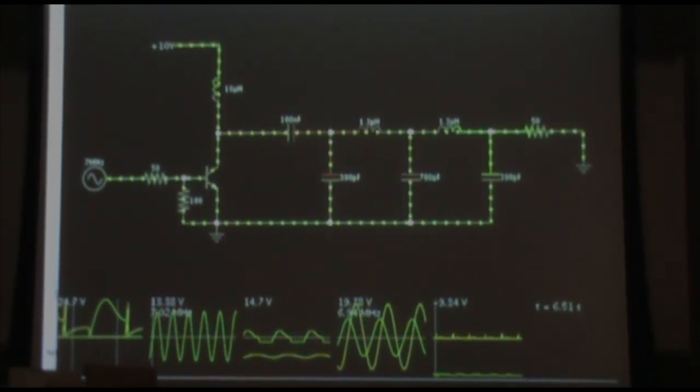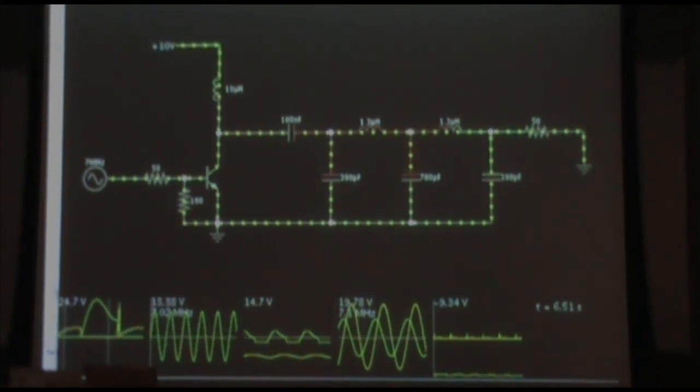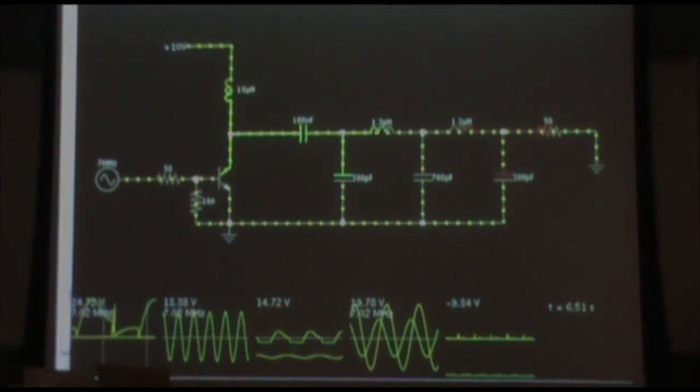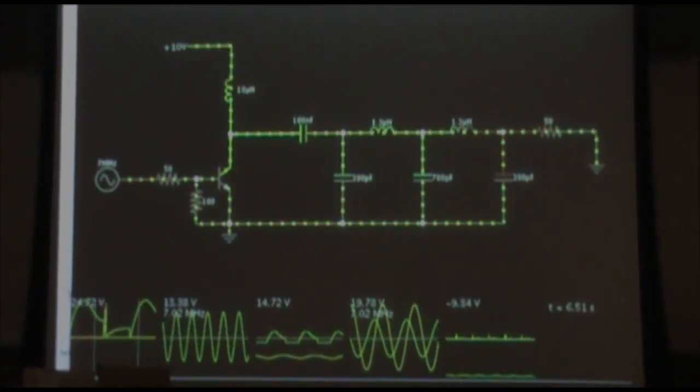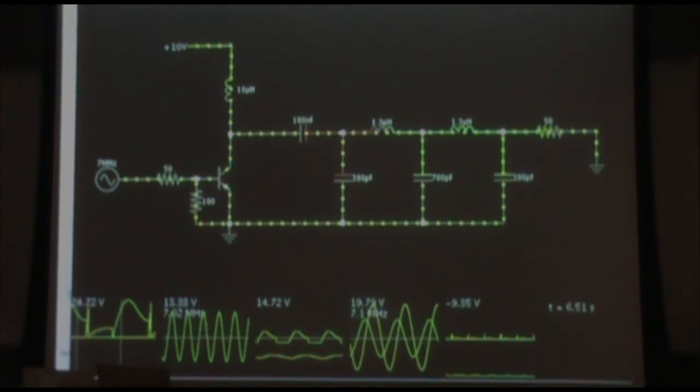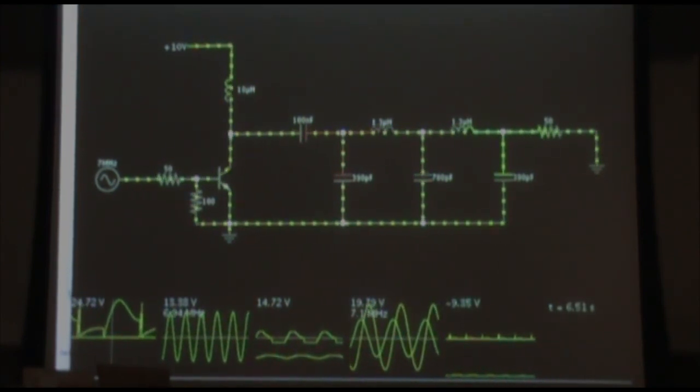In fact, this is what your cell phone uses. This is the kind of amplifier that your cell phone would use for transmitting. And it's how they pack a 1 watt amplifier into a tiny little package this big, and manage to keep some battery life.